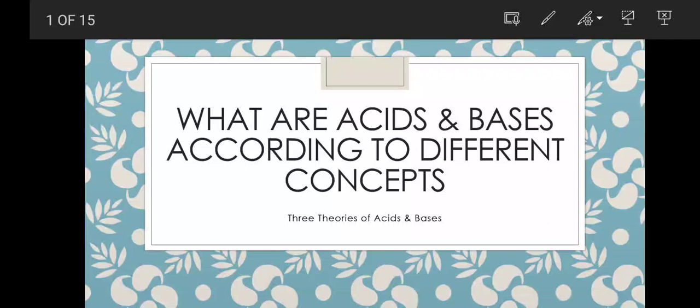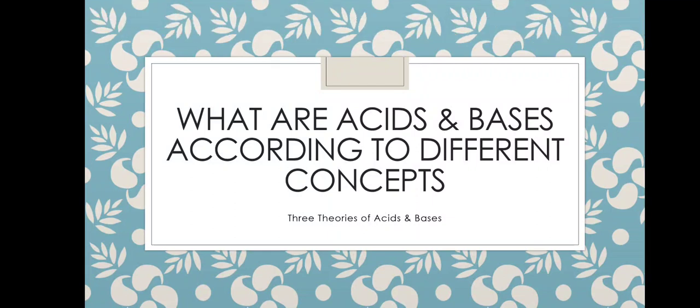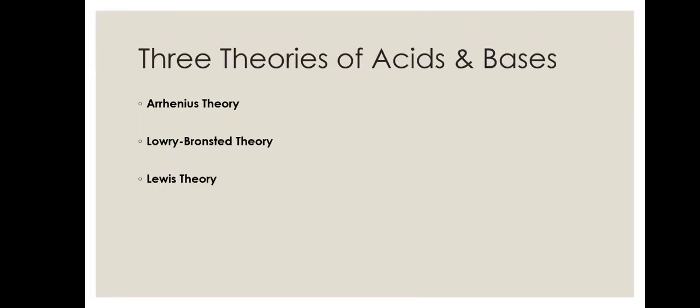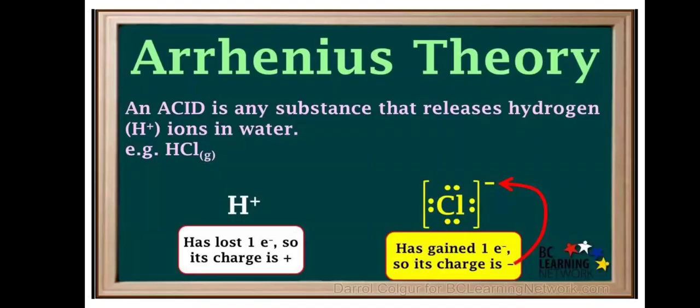Today we will learn what acids and bases are according to different concepts. There are three theories about acids and bases in the grade 9 chemistry textbook, page number 141. These three theories are Arrhenius's theory, Lowry-Bronsted theory, and Lewis theory. First of all, we will learn about the Arrhenius theory.